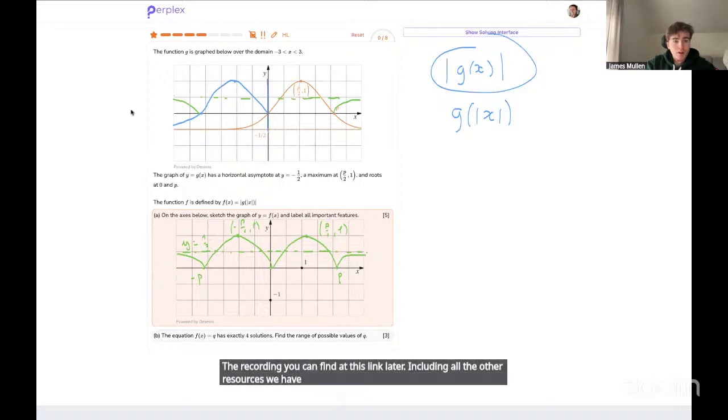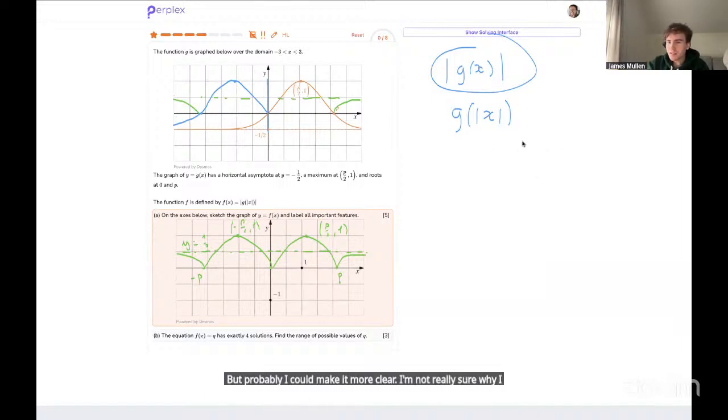Are the 1 and -1 only there to confuse you? No, they're there to give you the scale. They're there to tell you what the scale of the graph is going to be, that you can't artificially just stretch this as much as you want. But probably I could make it more clear. I'm not really sure why I have p over 2, to be honest there.